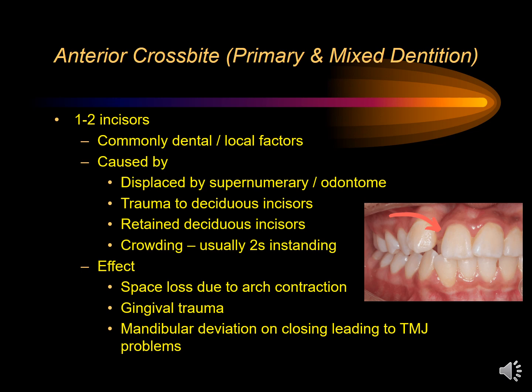incisors are in crossbite. Now, the effects of this crossbite are space loss due to arch contraction, gingival trauma, and mandibular deviation on closing, leading to future TMJ problems.